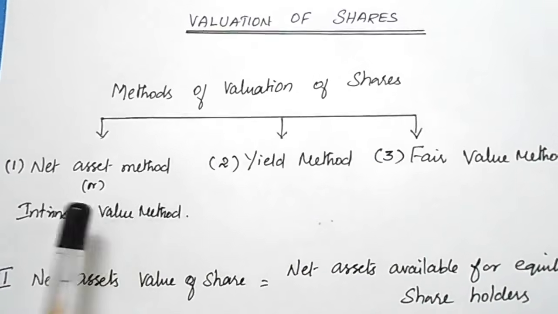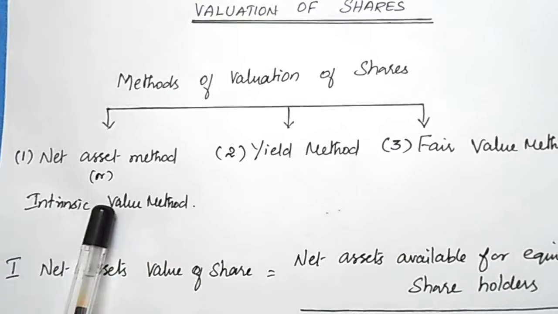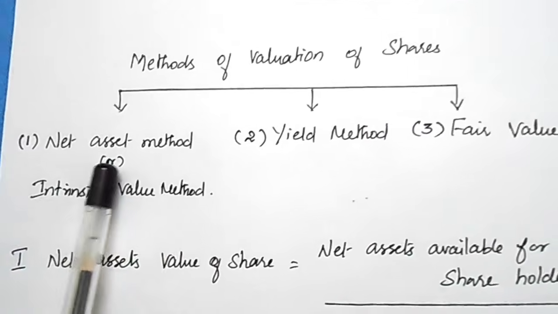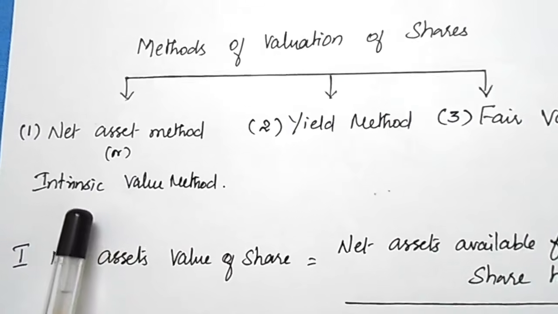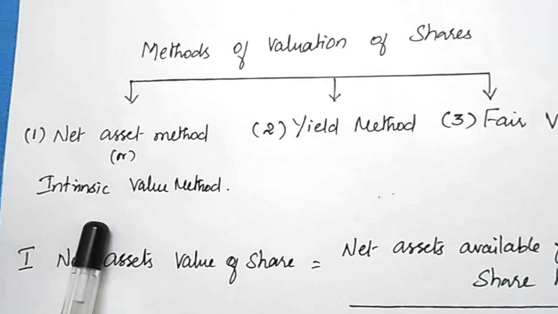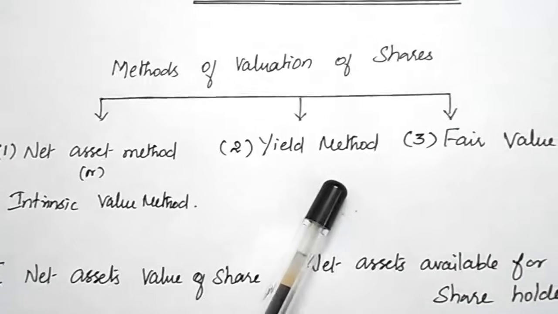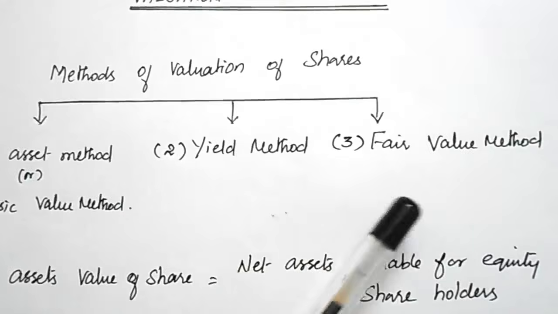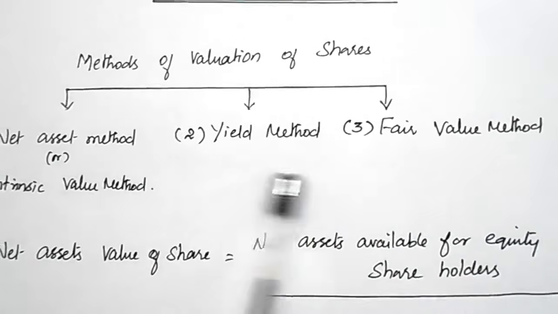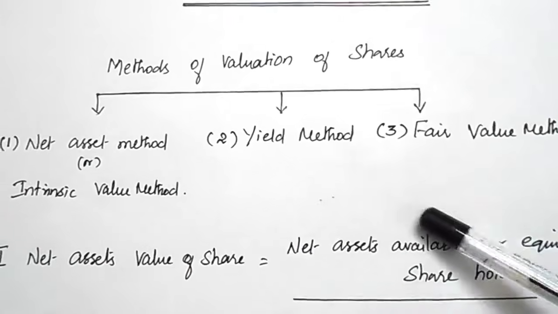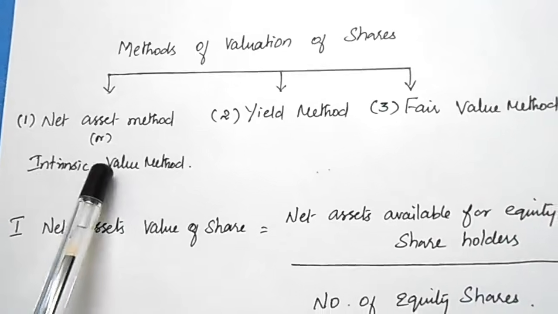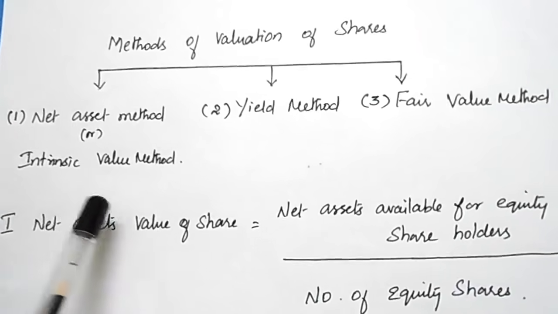There are three methods of valuation of shares. The first one is the net asset method, or intrinsic value method. There are different names for this particular method. The second one is the yield method, and the third one is the fair value method. In this video, I am going to explain three different methods of valuation of shares. Let us see the first one.